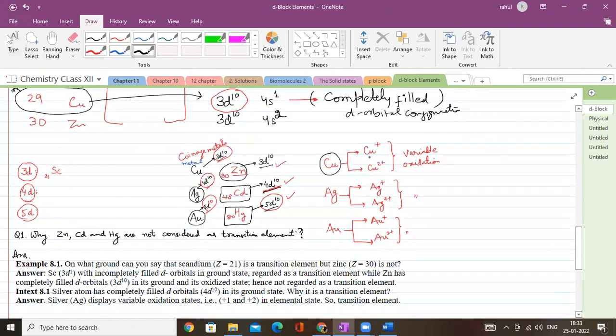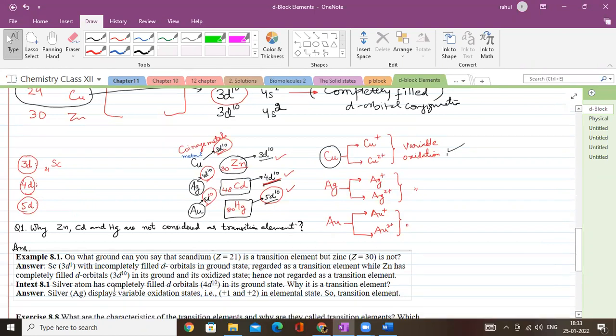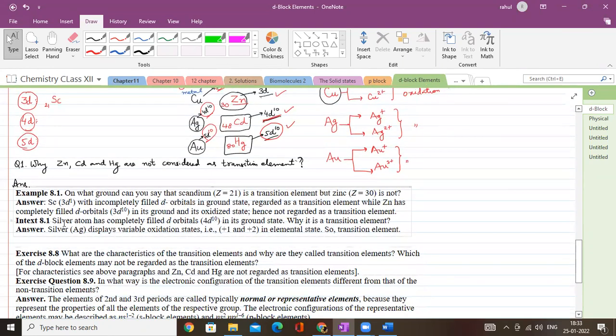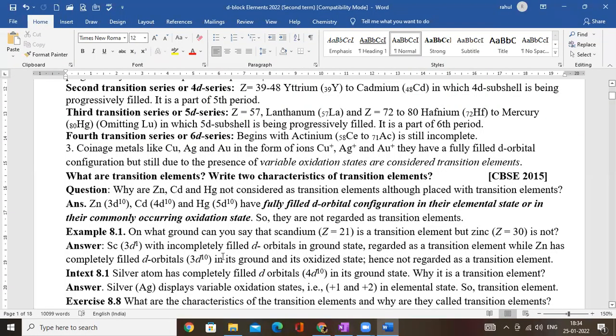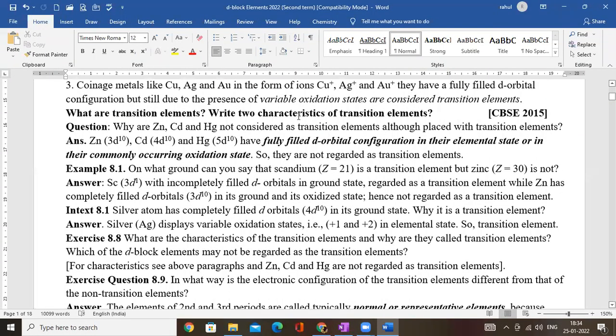For example, copper has copper 1 and copper 2, variable oxidation states. Silver also has 1 and 2, again variable oxidation states. Gold again has 1 and 2. That means they all have variable oxidation states, so that's why they are considered transition elements. There is an in-text question: silver atom has a completely filled d orbital configuration in the ground state, why is it considered a transition element? Because it displays variable oxidation states. That's why it is considered a transition element.